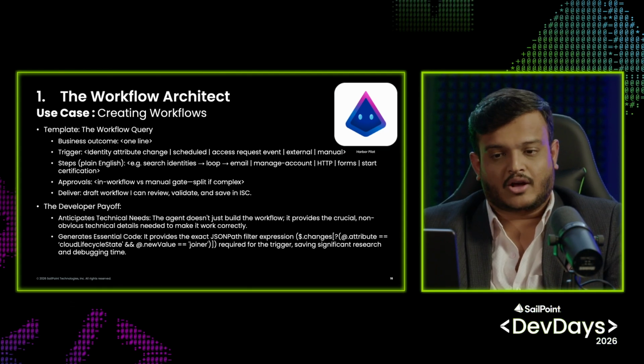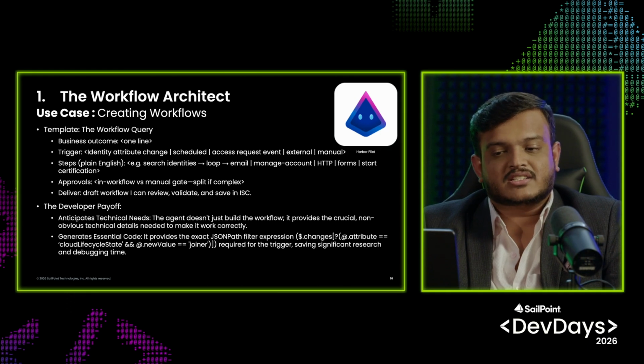What do we get out of it? The agent doesn't just build the workflow, it provides you the crucial non-obvious technical details which might be needed for it. Maybe your JSON filterings or something like this. Maybe for joiners, it's going to pick it up and find it out for you. It's going to let you know how you want to do that, saving you significant time figuring out JSON path queries.